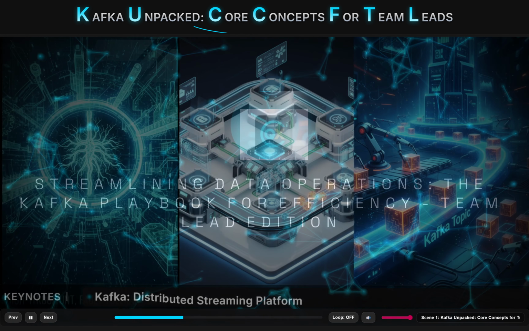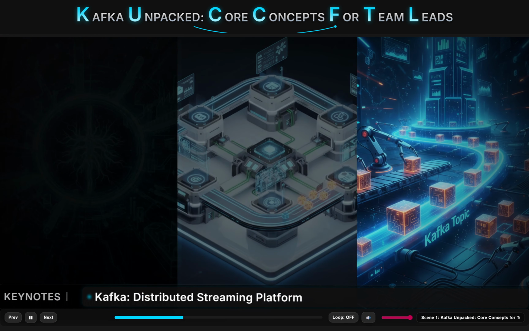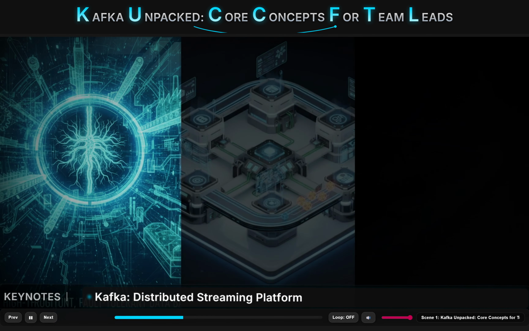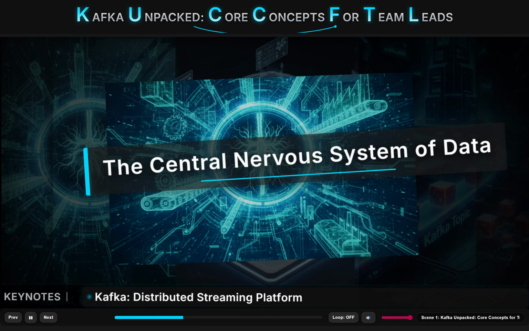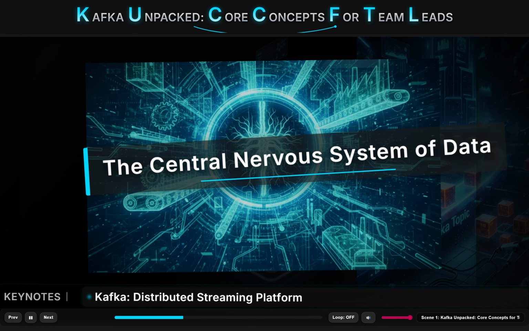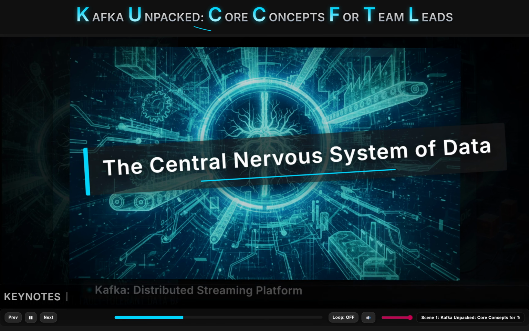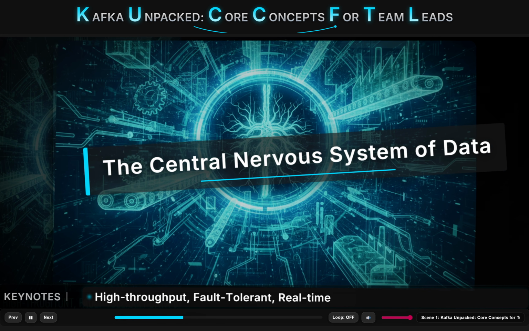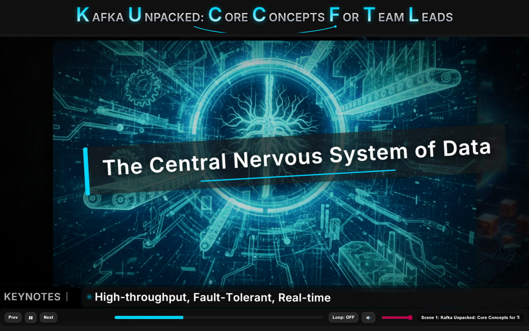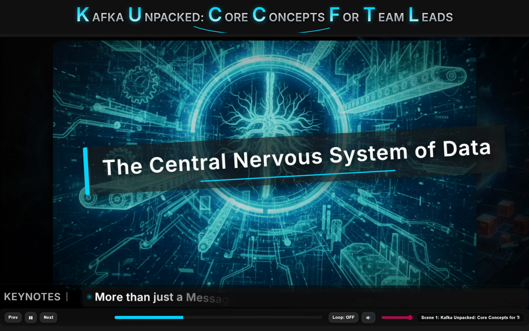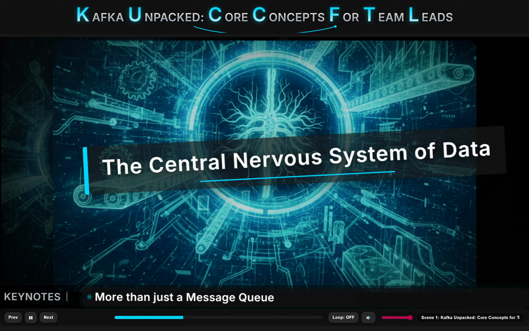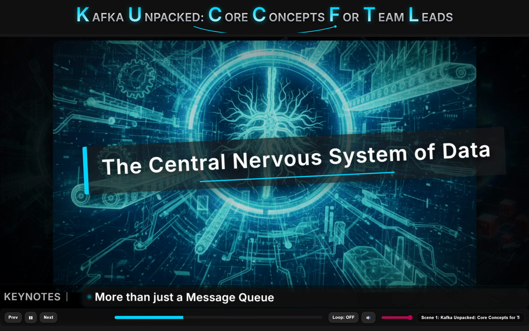Alright team, welcome to the playbook for streamlining your data operations with Apache Kafka. For those joining us, you already know how critical a smooth, uninterrupted data flow is to your systems. Now let's think of your data operations like a vast, complex factory floor. Every machine, every worker, every conveyor belt must be perfectly coordinated to ensure smooth material flow, efficient production lines, and reliable delivery of products. Today, we're unpacking Kafka, understanding its core architecture from a team lead's perspective. Less about the intricate code, more about the operational levers you'll need to pull.